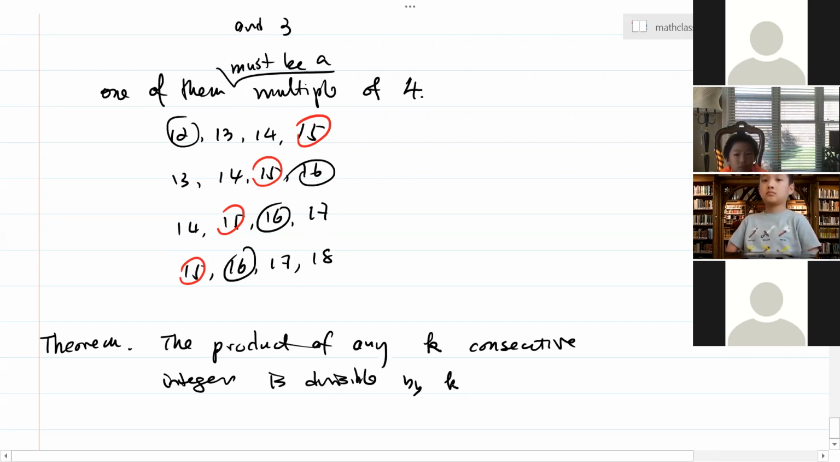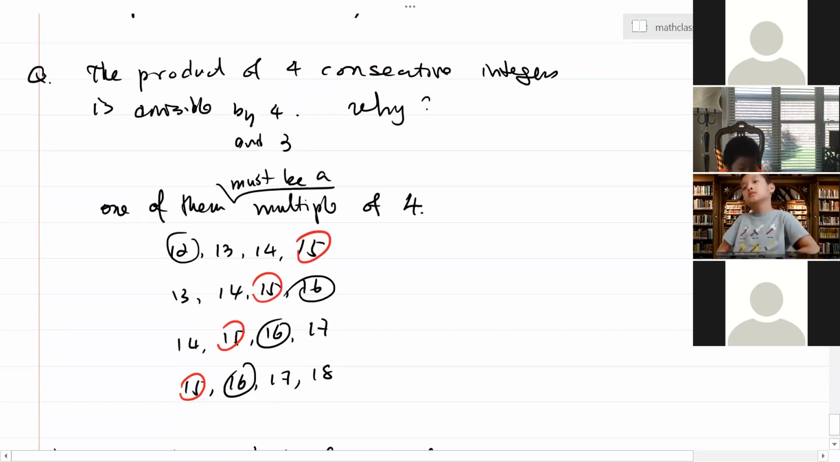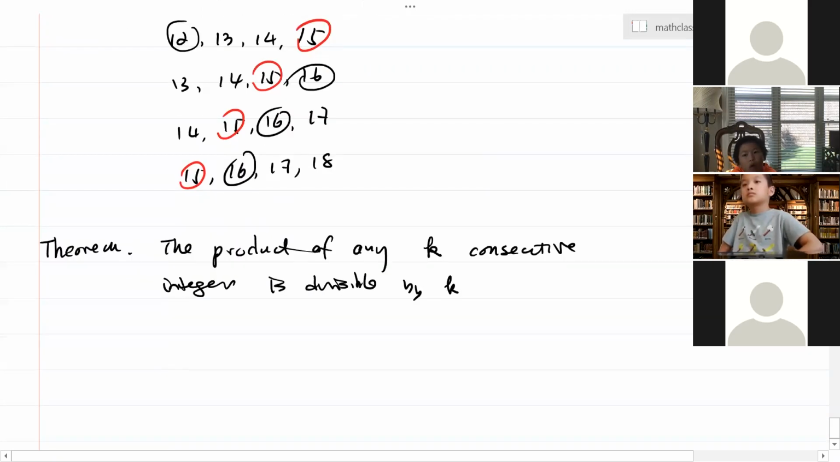Now, you can make it a stronger conclusion, maybe then also divisible by k minus 1, then also divisible by k minus 2. Just like what they did here, divisible by 4 and divisible by 2. But at least, because the k consecutive integers contain one of the numbers that is divisible by k. That's the reason.